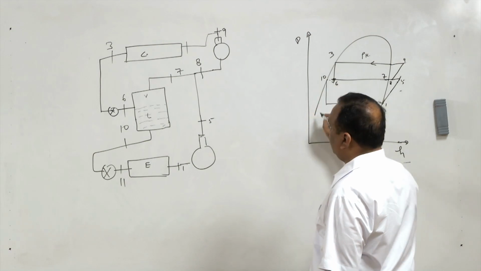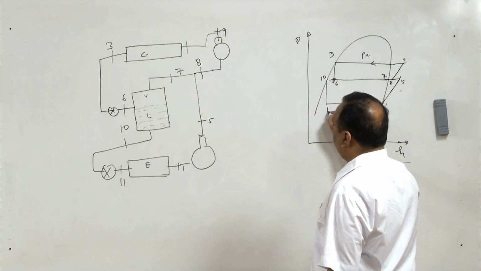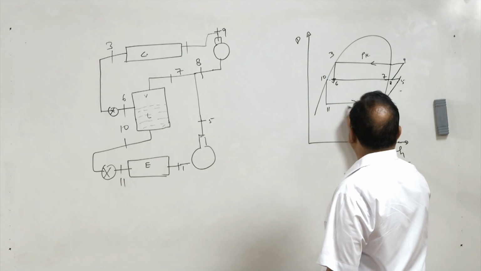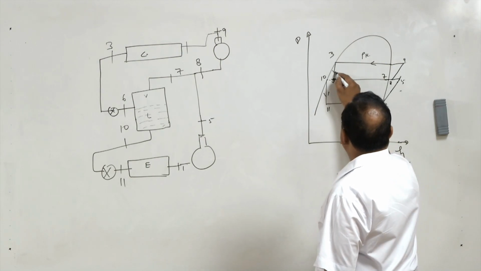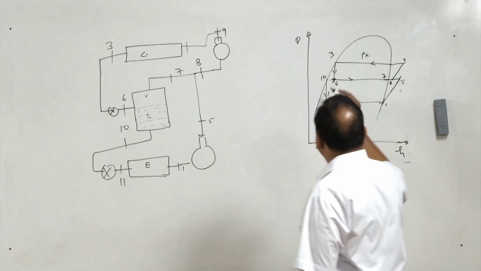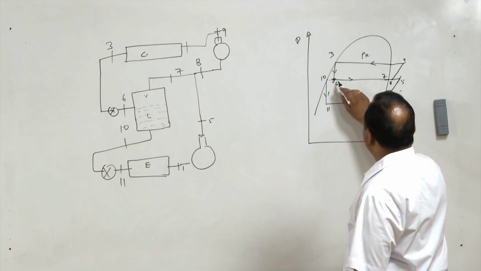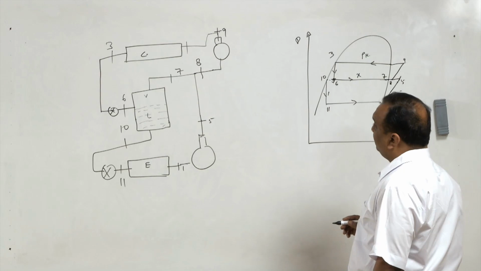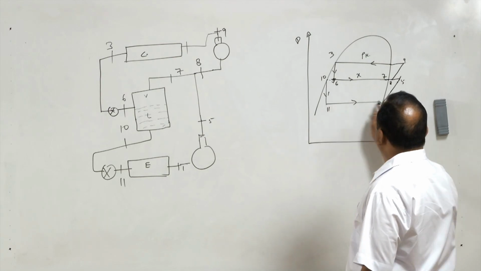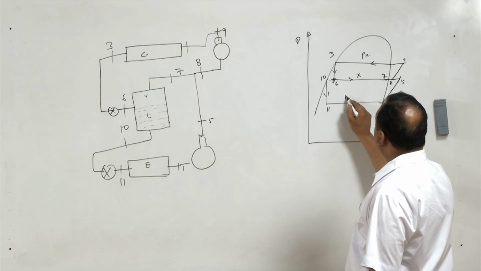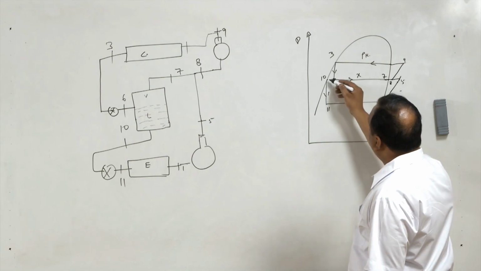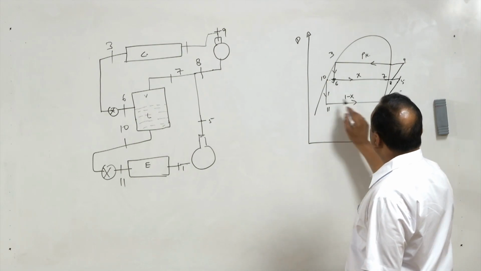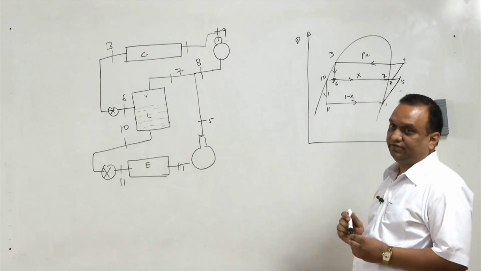Ten and 11, and then 11 to 1. Now during 10 to 11, suppose part of the vapor is evaporated, X fraction of the vapor is evaporated. So the refrigerant available for this heat removal is only 1 minus X. However, this refrigerant is available at a relatively lower temperature.